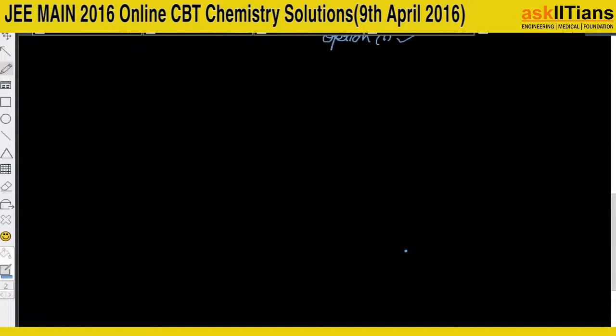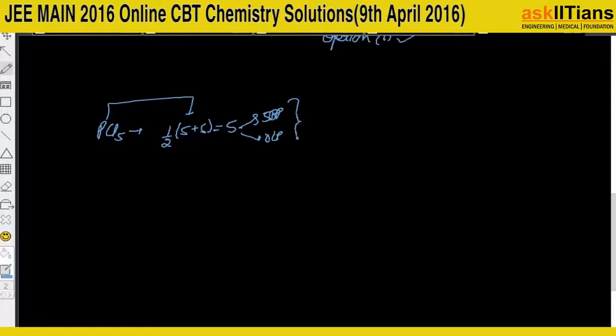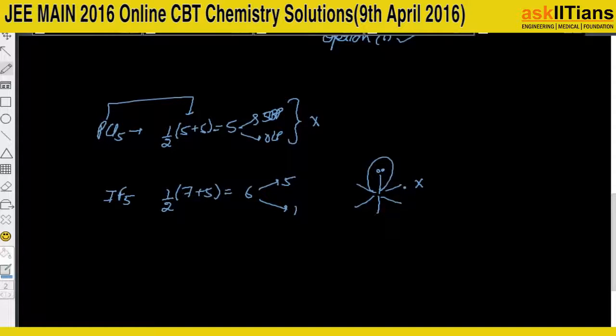Also, if you want to check, let's check another option, PCl5. Half of 5 plus 5, 10, which comes out to be 5. All 5 are bond pairs, whereas 0 lone pair, and hence this cannot be the right answer. Similarly, IF5, half of 7 plus 5, 12 by 2, 6, 5 and 1. Now if you draw square bipyramidal and 1 is lone pair, the shape is not similar to what we have obtained as bent T, and hence this is also not the correct answer. So students, I suppose you got the answer for this particular question also.